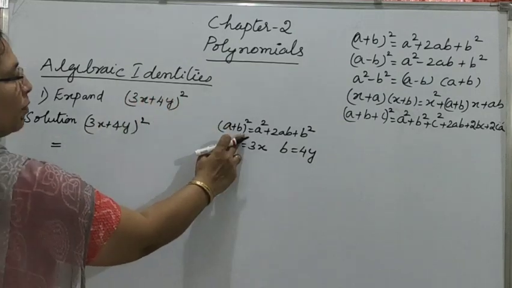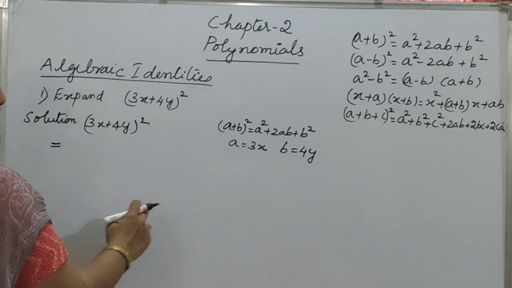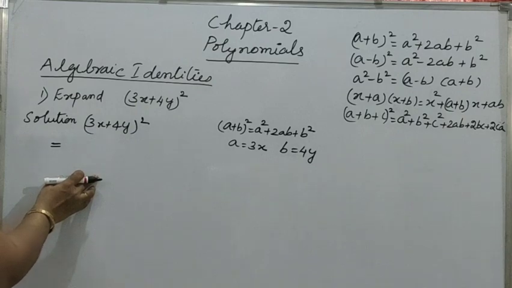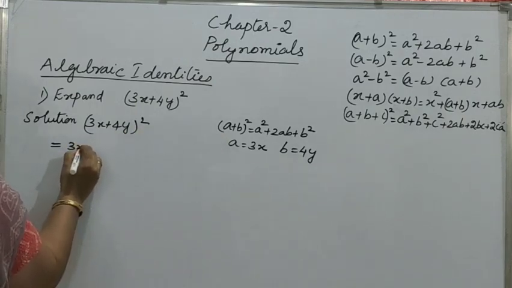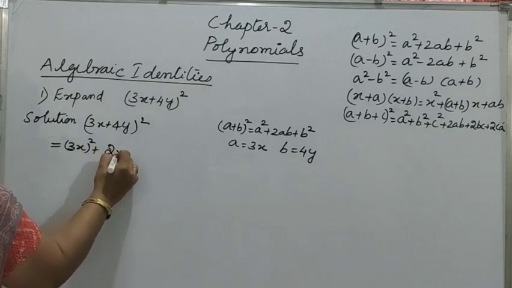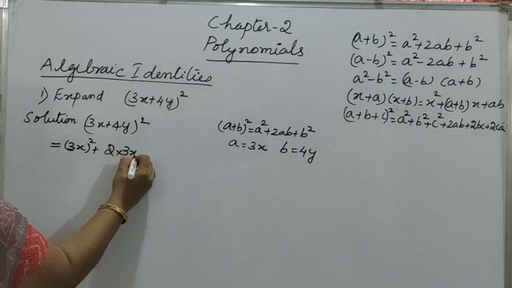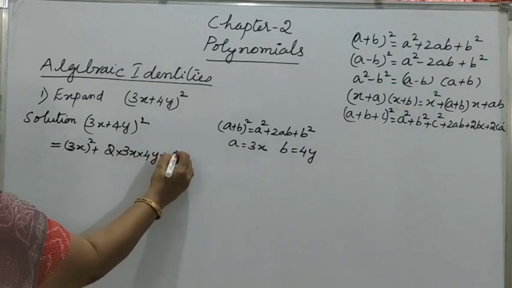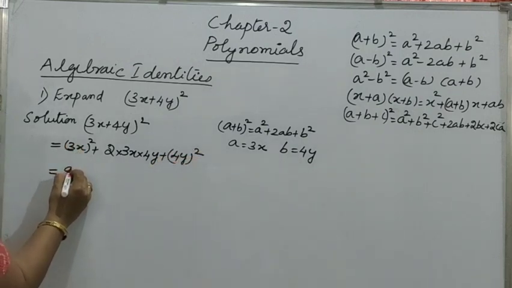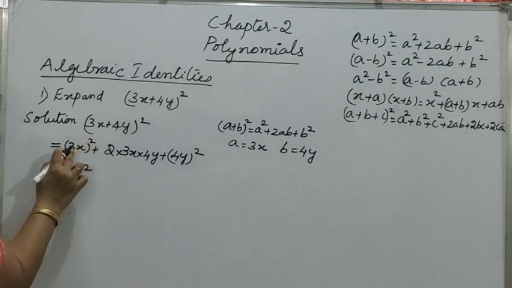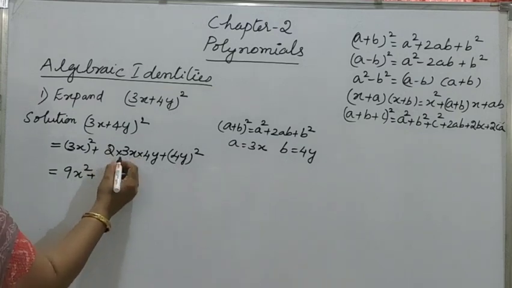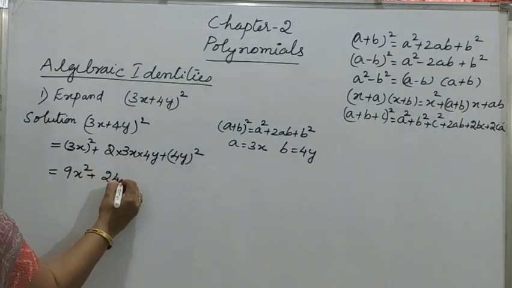Now what is the expansion of (a + b)²? The first term is a², the second term is 2ab, the third term is b². So the same way we are writing here. First a² means it is (3x)² plus 2 into a means 3x, b means 4y, plus (4y)². Now (3x)² means it is 9x². The square is distributed to 3 as well as x. Now the numbers to be multiplied, 2 into 3 into 4, that is 6 4s are 24xy.